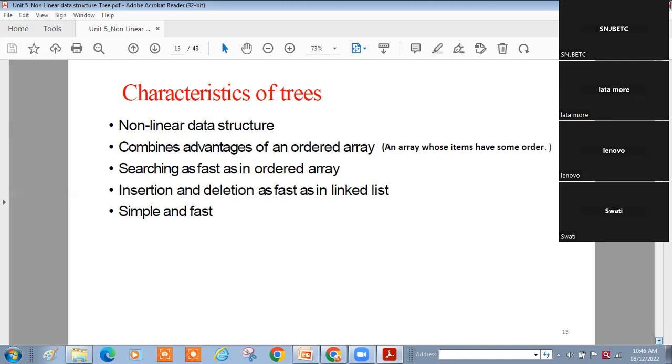So first, this is a non-linear data structure. Second, it has all the advantages of an ordered array. Here searching any element is easy. Then inserting and deleting elements is as fast as we can do in a linked list. You may have studied that in the case of an array for queue and stack, it is somewhat difficult, as it is easy for the linked structure. Similarly for a tree it is easy. And this is a fast and simple technique.